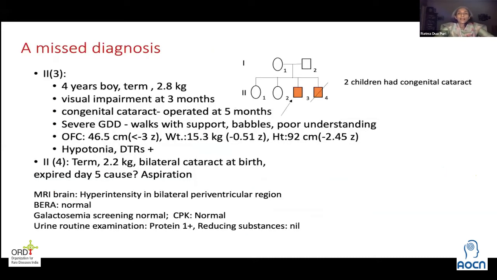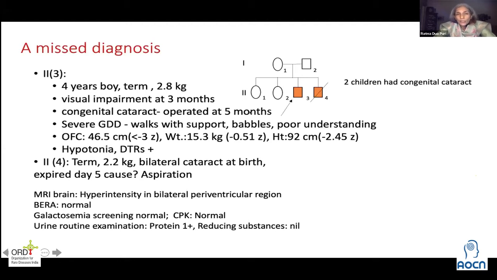Now this is actually a sad misdiagnosis. In this family, there were two boys affected. Both of them had congenital cataract. The younger boy had died. We don't know the reason why, possibly because of aspiration. This child had come into the clinic. He was 4 years old when he came in. He had had visual impairment since 3 months of age, and he had a cataract that had been operated.